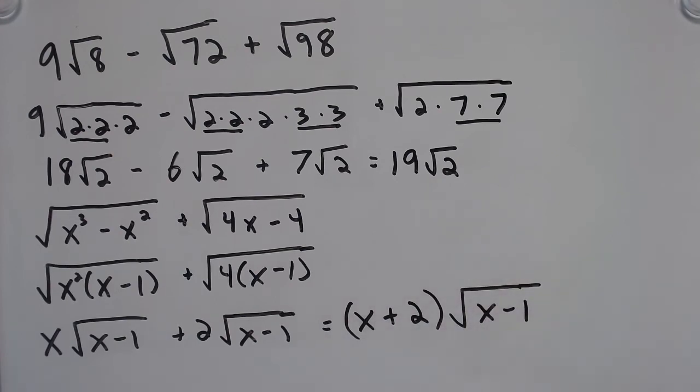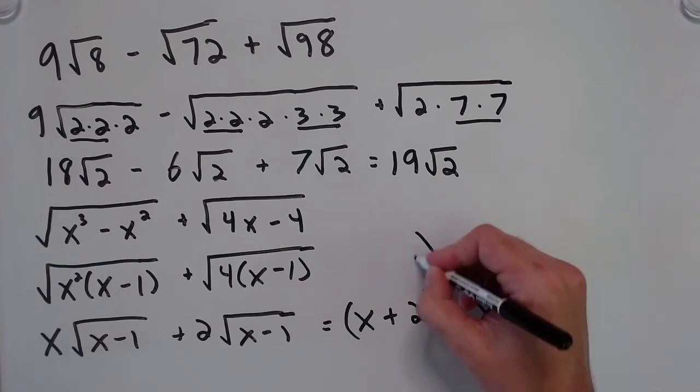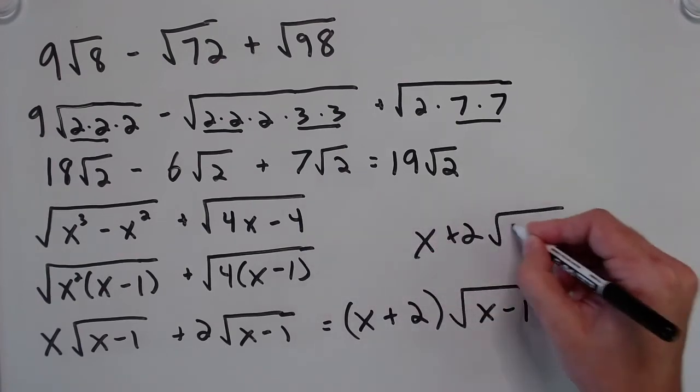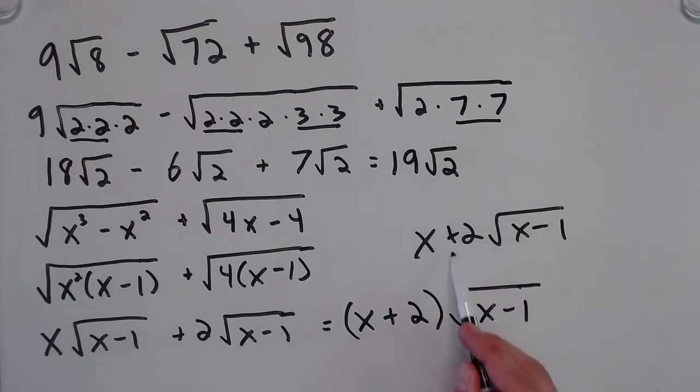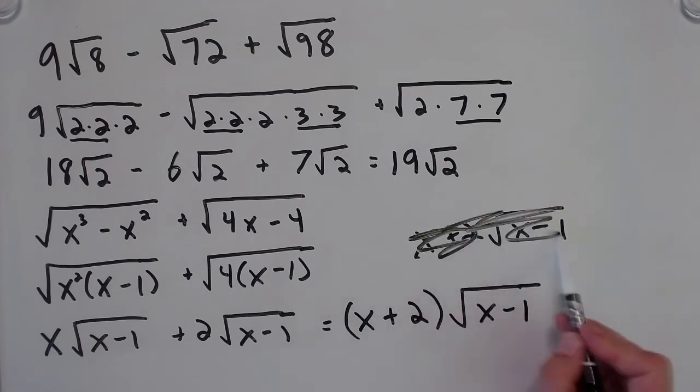So when you do a problem like this, make sure that you don't write it x plus 2 square root x minus 1. These don't mean the same thing. This means x plus this whole mess. You have to put these parentheses to make sure you're multiplying this entire entity by the square root of x minus 1. So don't do this. We'll just kind of make it go away.